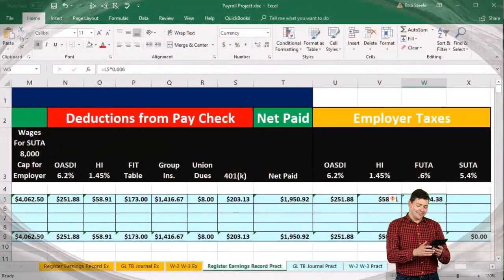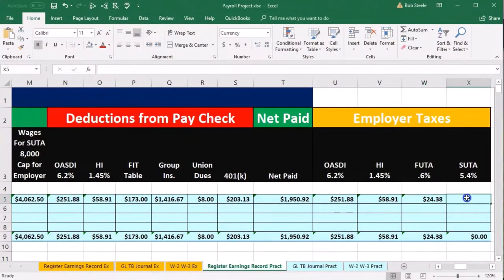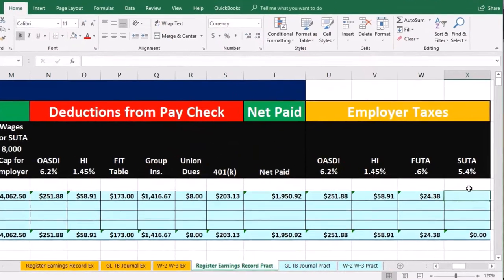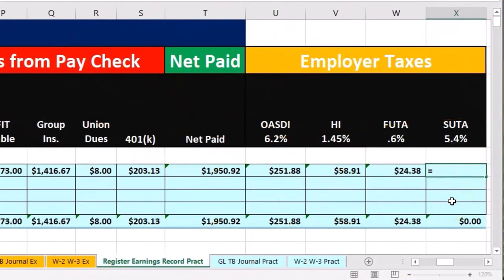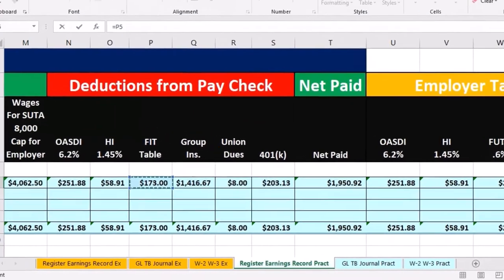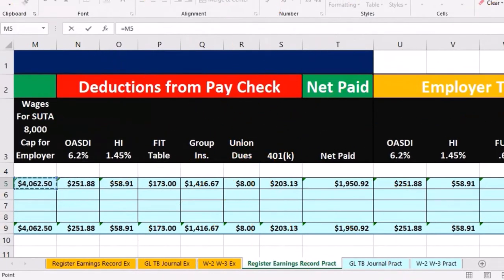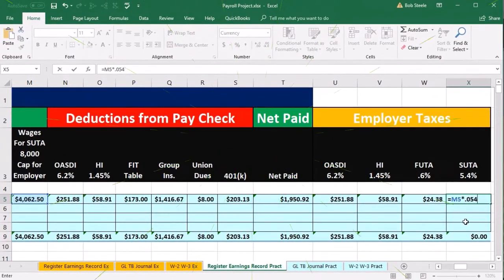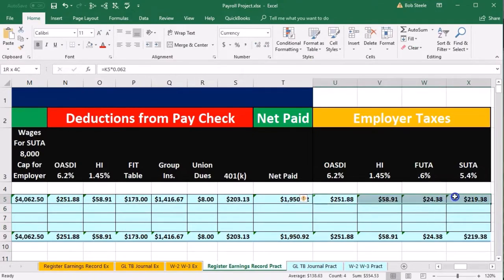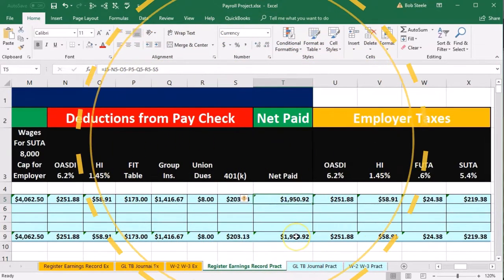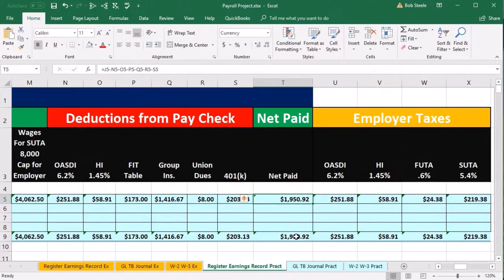So that's our 24.38. And then the SUTA is going to be our SUTA wages times 0.054. So this equals, I'm going to scroll over to the SUTA wages right here in M5 times 0.054, and that'll give us our SUTA. So this doesn't come out of the paycheck for the employee, but is something that the employer has to pay on behalf or because of payroll taxes. Okay, so you can see that's the calculation.